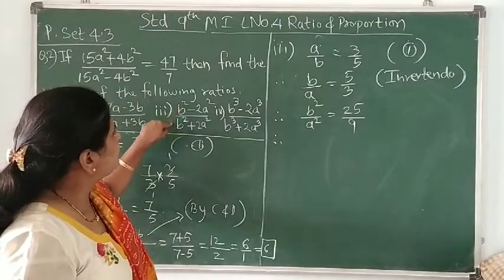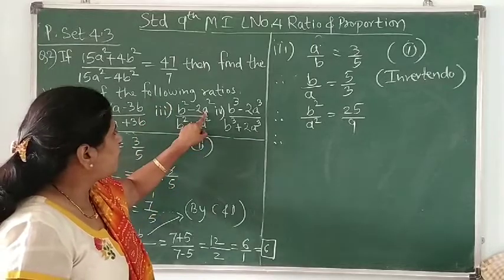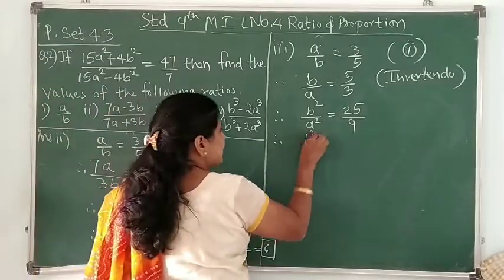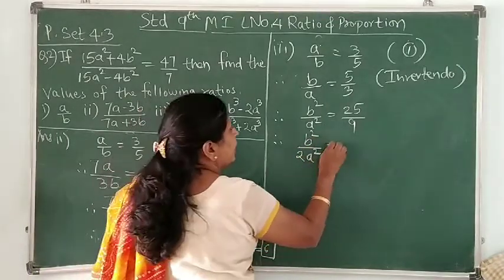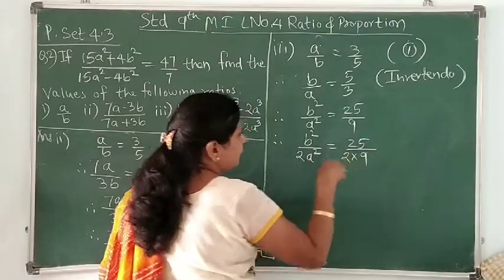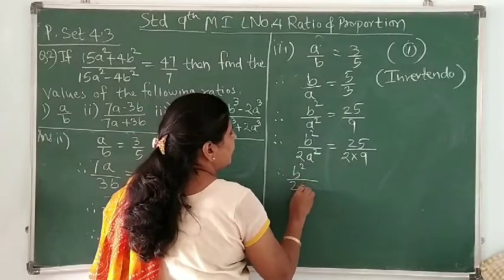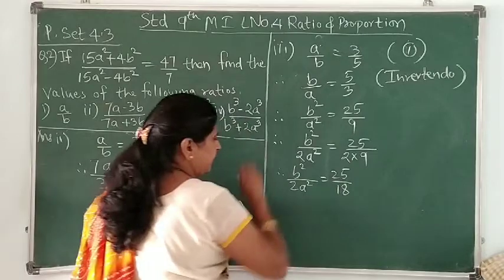Now the b square has no coefficient, so we can say 1 is the coefficient. But the coefficient of a square here is 2. So keeping b square as it is, if we multiply a square by 2 to get 2a square, on the right side also we have to multiply the denominator by 2. Okay. So we will get b square upon 2a square is equal to 25 upon 18.